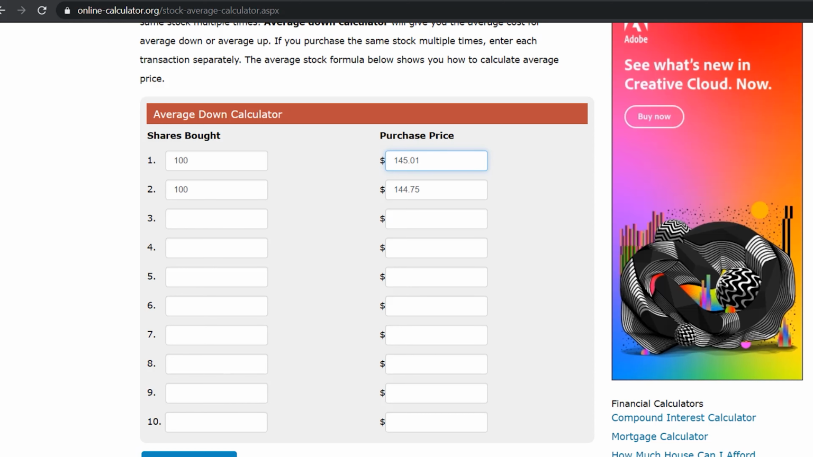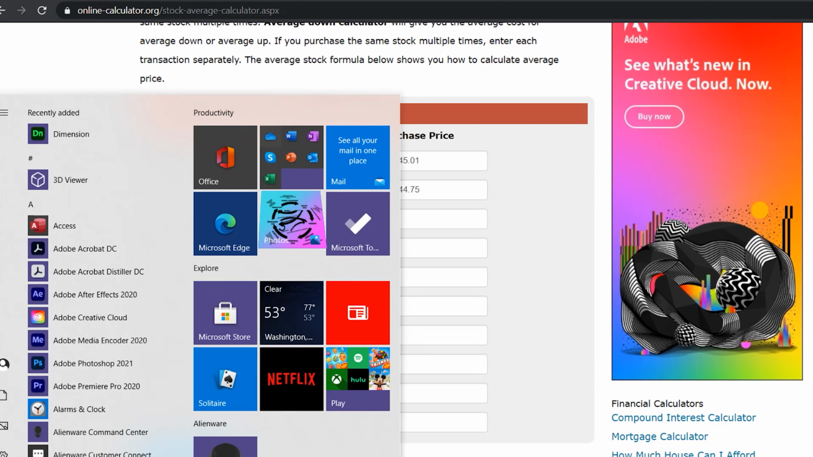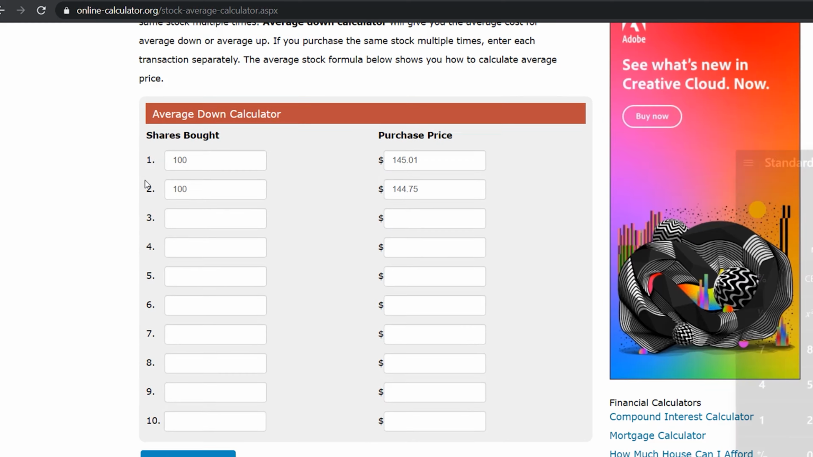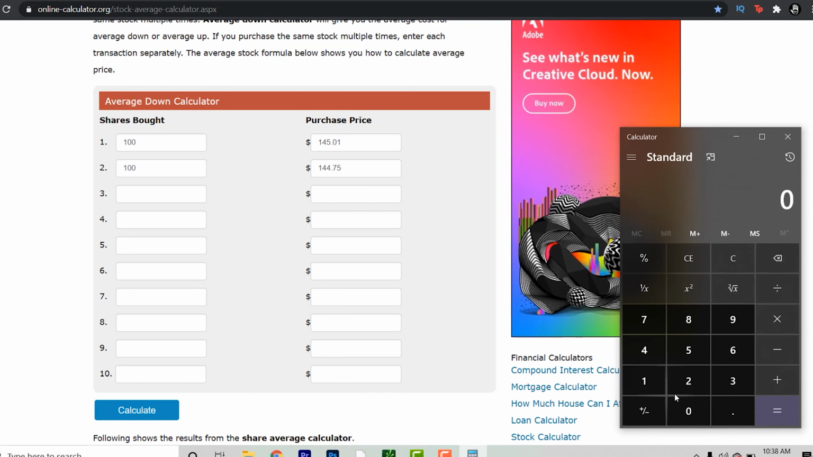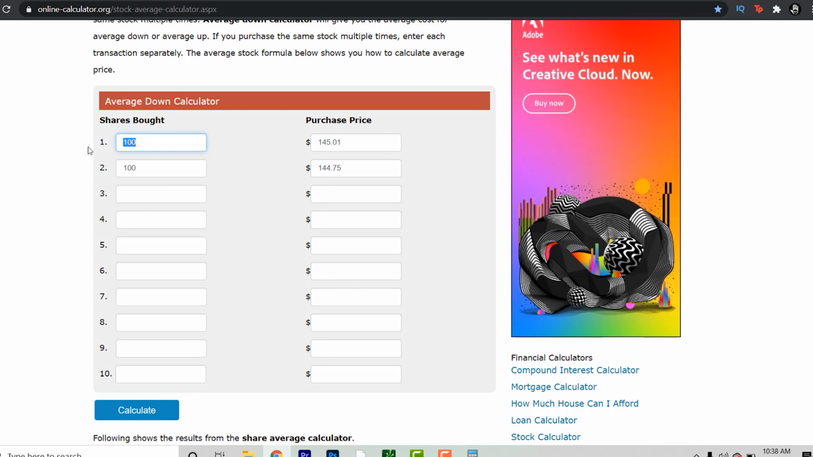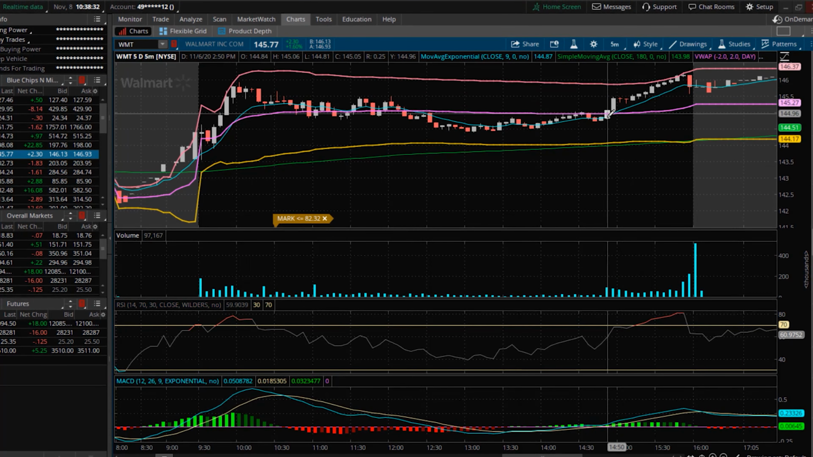And actually, let me see how many shares that would be, because we're doing $10,000, right? So we'd do $10,000, oops, calculator, $10,000 divided by 145.1. So that'd be 68 shares approximately, right? 68 shares. And we'll delete this and leave this blank. Going back to the charts. So we bought in right over here.